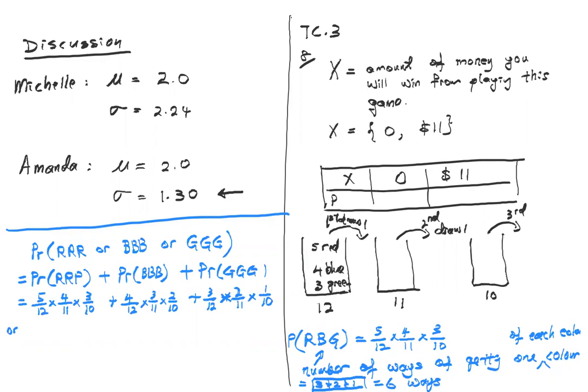So you don't have to list out all. So that means the next one will be 6 times 5/12 times 4/11 times 3/10. So you add up all these, you put inside here. Then the 0 one, you just use 1 minus.